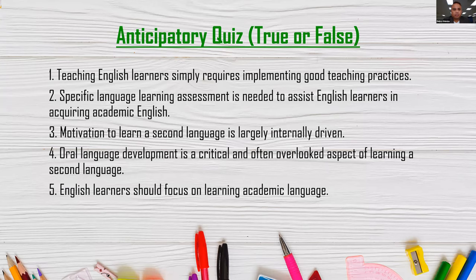I'm not going to go over it, but some of these questions came up throughout my years in the class or at the school site. And if we really look at our learners, this is geared towards everyone, not just high school or middle school, K to 12. Let's look at number one: teaching English learners simply requires implementing good teaching strategies. Number two: specific language learning assessment is needed to assist English learners. Just put in your head whether each is true or false, and if we have time, we can go over this.